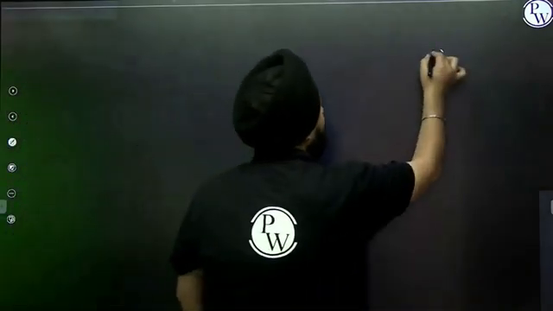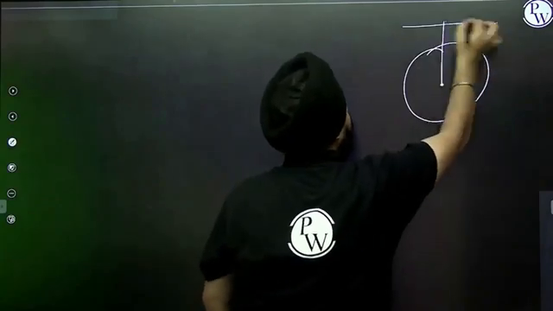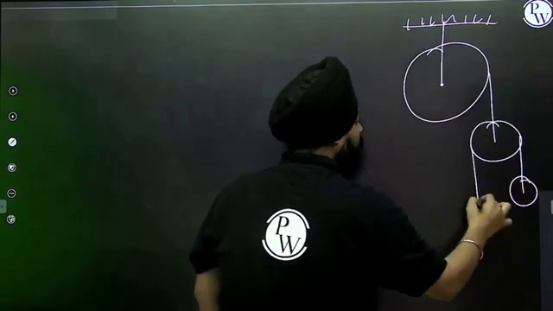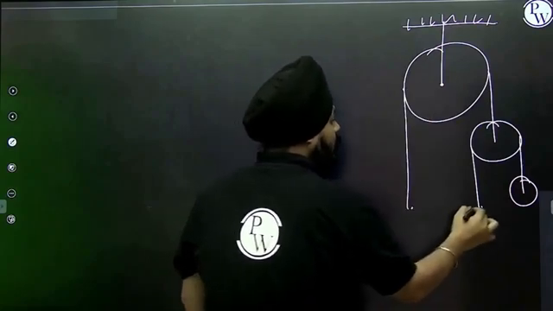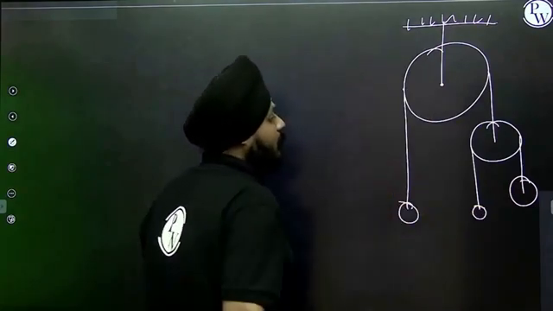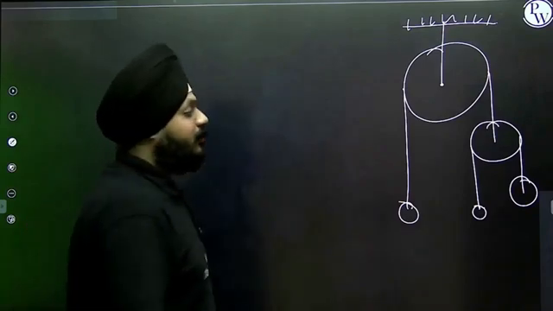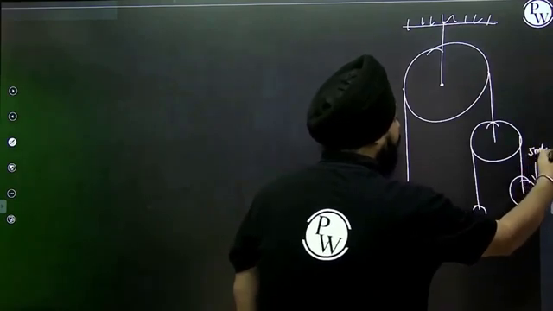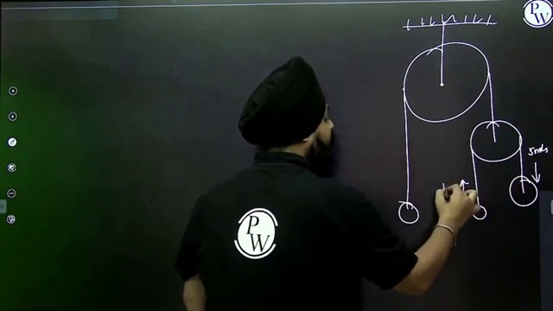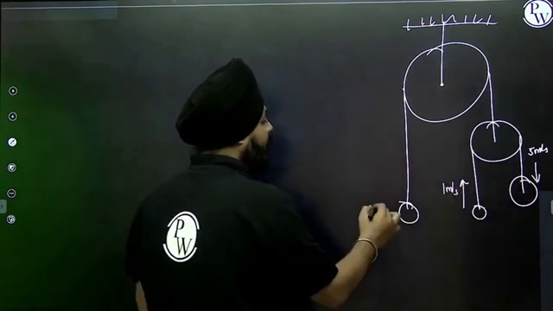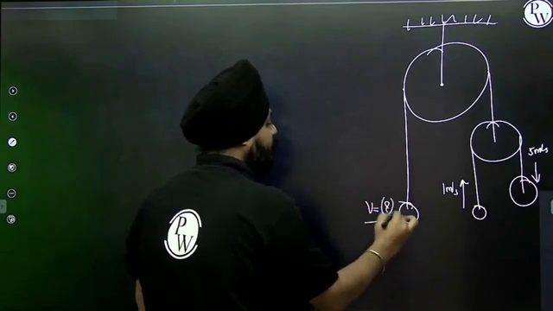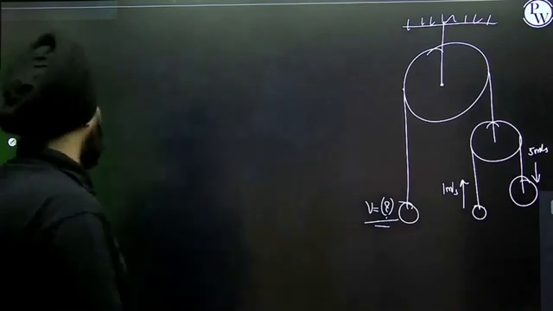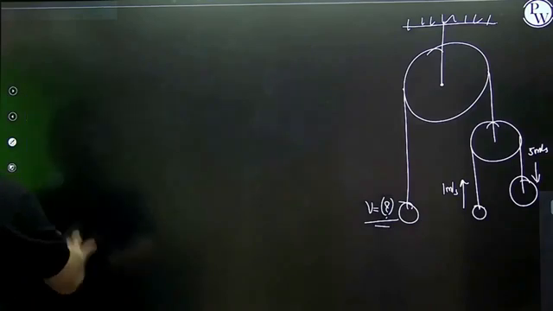Now let's have an example. Suppose this is given. It is given that the velocity of this arm is 5 meter per second and the velocity of this arm is 1 meter per second. What will be the velocity of this arm? This is a kind of constraint relation, a simple example, not as difficult as what we are thinking right now.